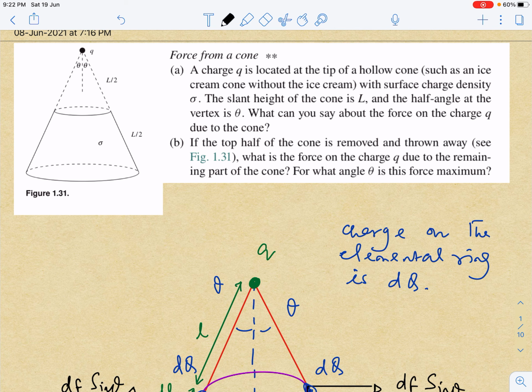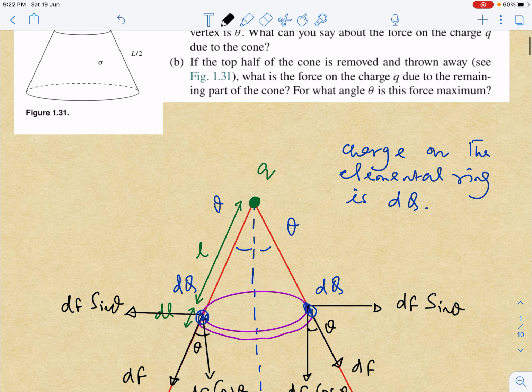So the question is saying that there is a charge Q located at the tip of a hollow cone, mind it. Hollow cone in the sense the charge is only distributed over the surface. And the parameters are given. They are giving that the surface charge density is sigma, the slant height of the cone is L, half angle at the vertex is theta. What can you say about the force on the charge Q due to the cone?